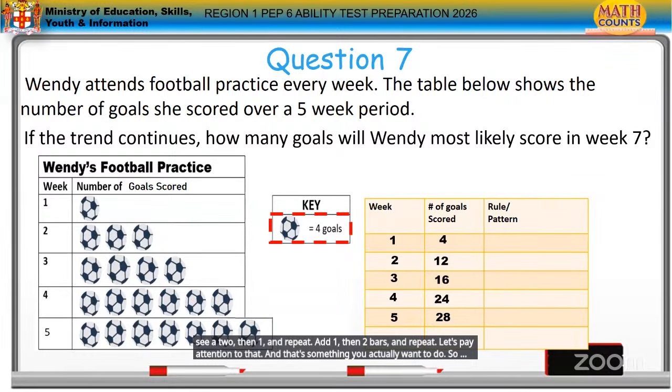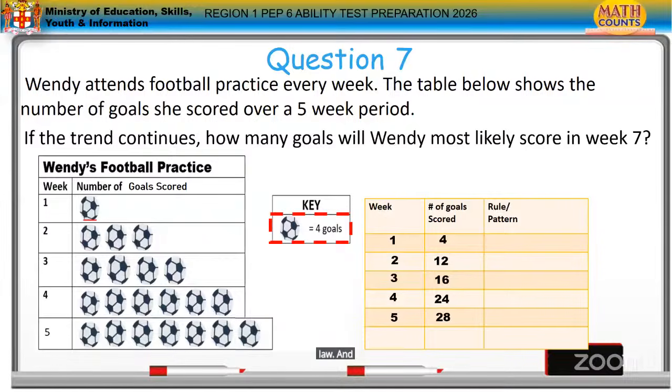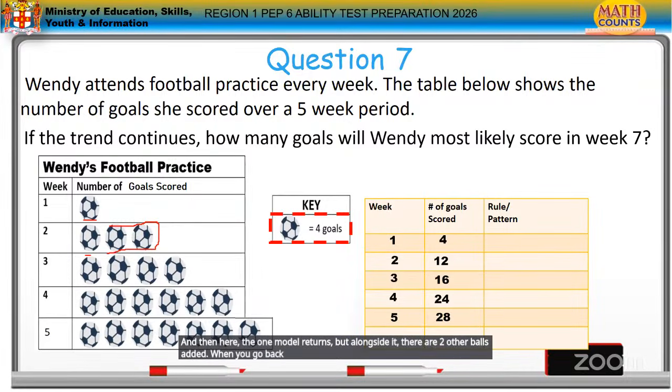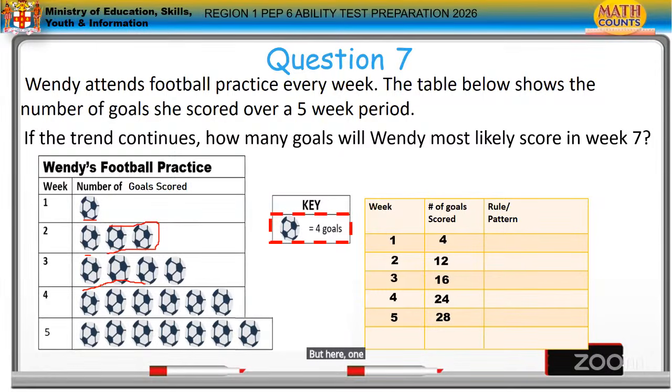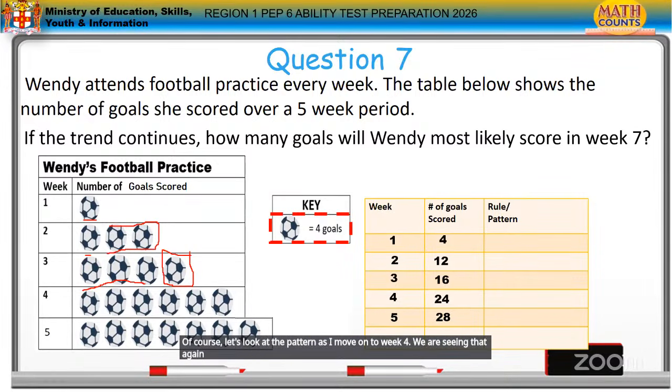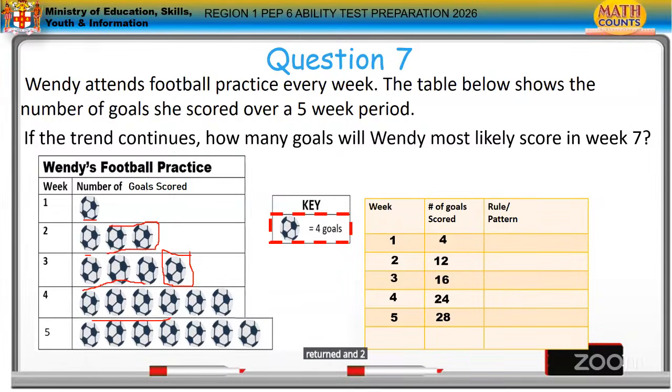So here we have 1 ball. And then here, the 1 ball returns, but alongside it, there are 2 other balls added. When you move on to the 3rd week, we're seeing that the 3 balls came back, but here, 1 ball is added. So that's an additional 4 goals. Let's look at the pattern as we move on to week 4. We're seeing that, again, the number of balls from week 3 would have now returned, and 2 more balls added.